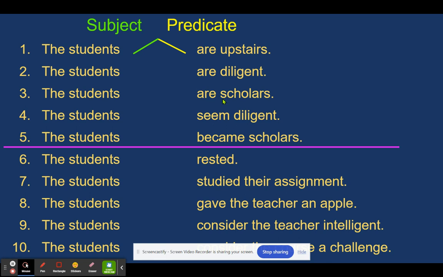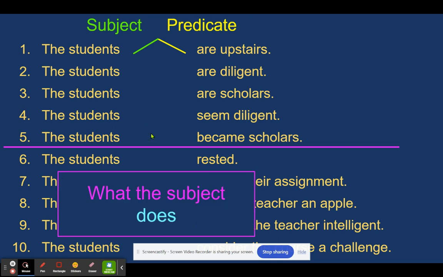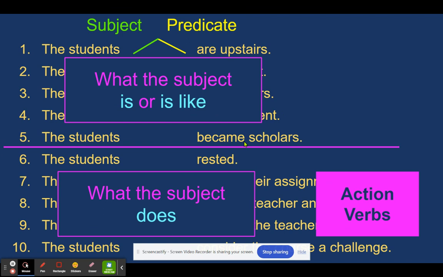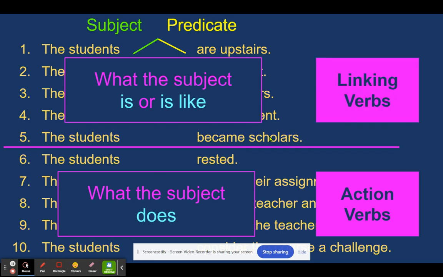And what you see at the bottom, numbers 6, 7, 8, 9, 10, rested, studied, gave, consider, those are action verbs. They tell us what the subject does. But the ones up above, the students aren't doing anything. It is not telling us what the subject does, it's telling us what the subject is or what the subject is like. And so we call these verbs linking verbs. And this is going to be the subject of what we are studying today. What we're going to learn about, like I mentioned at the beginning, is subject complements.